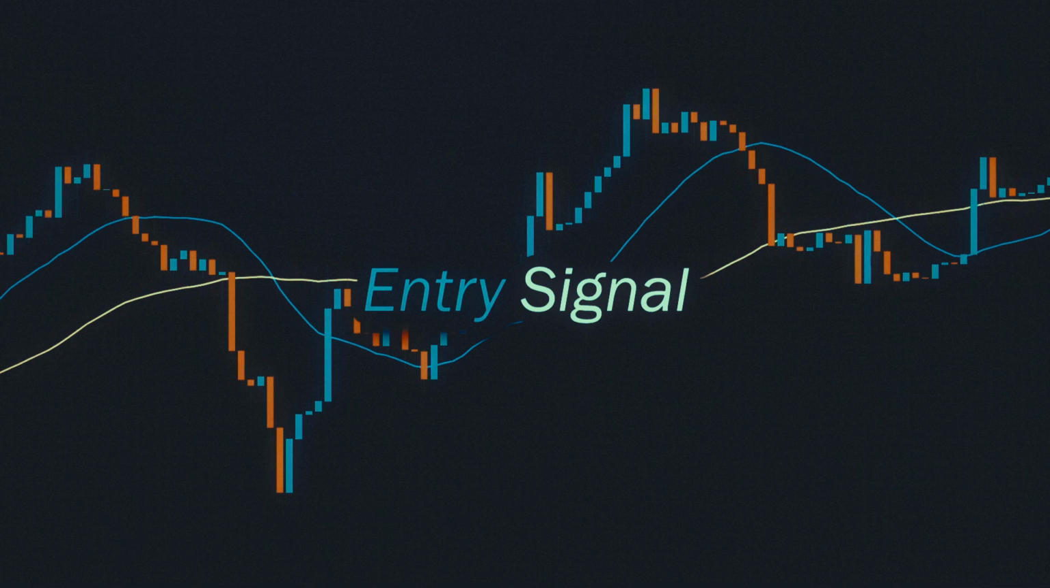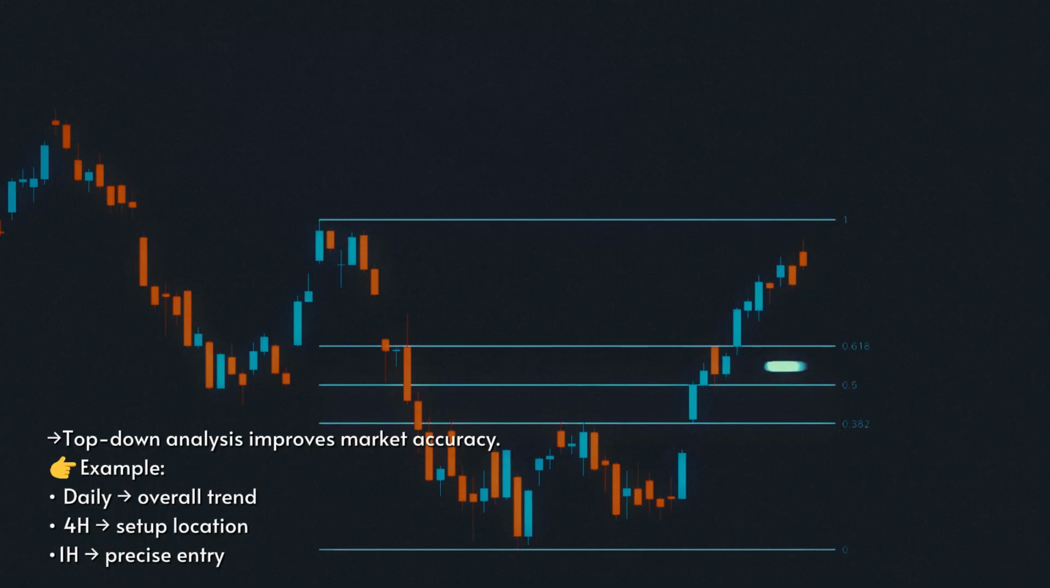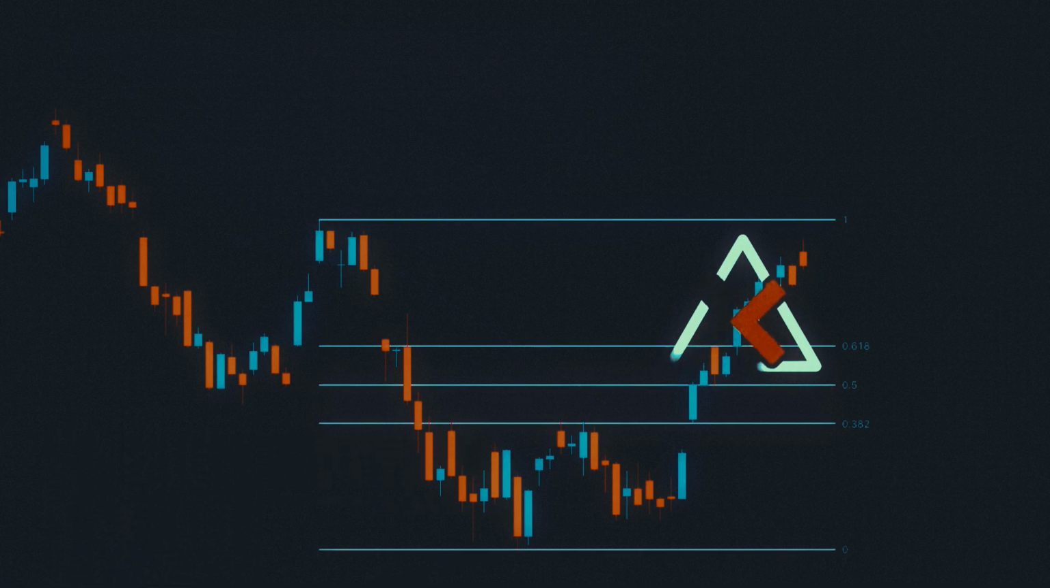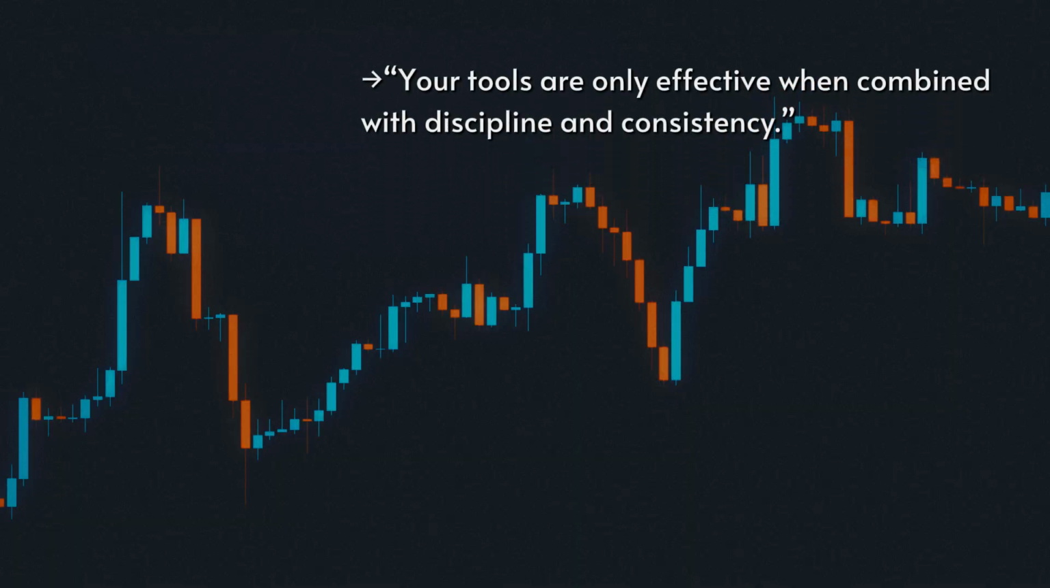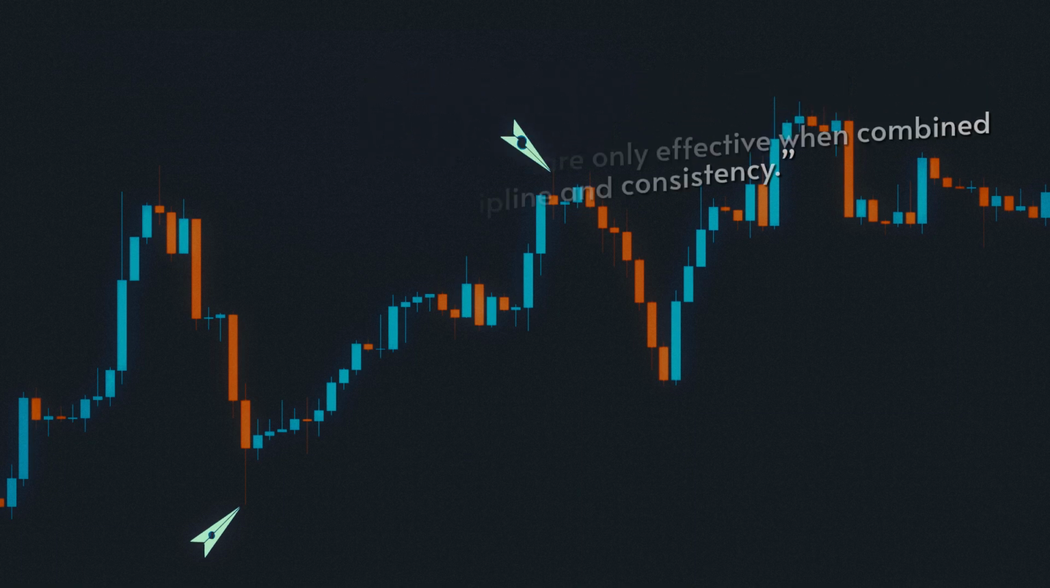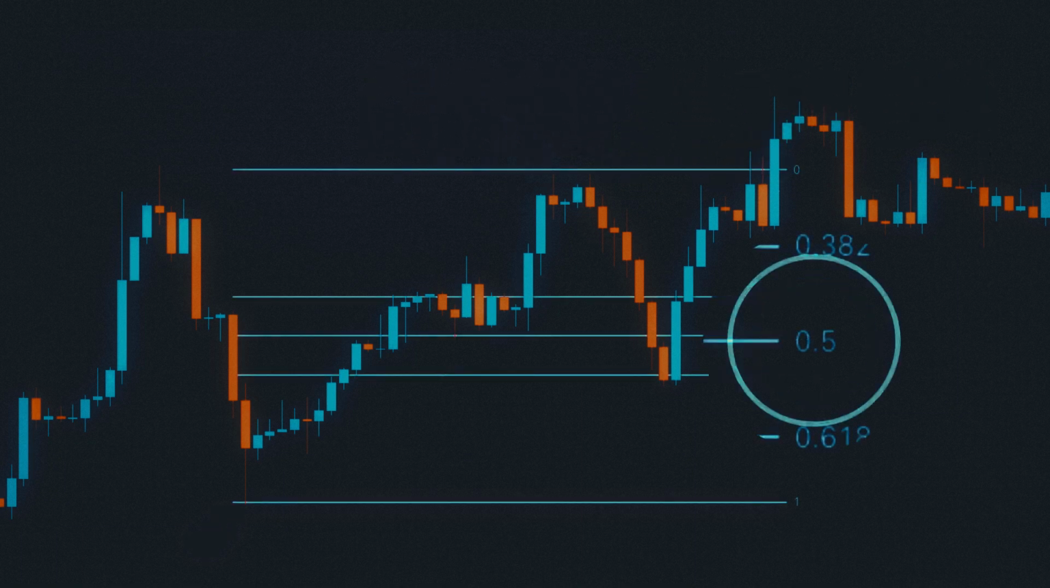Okay, tool number 2 is Fibonacci retracements. Look, markets don't just shoot up or down in a straight line, right? They move in waves. There's a big move up, then a little pullback, then the move continues. This tool helps us predict where those pullbacks might end, giving us potential spots to join the trend.